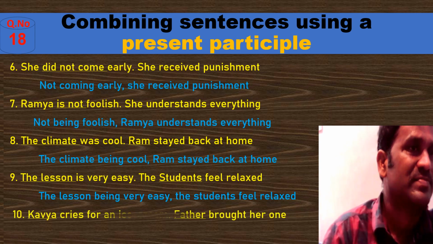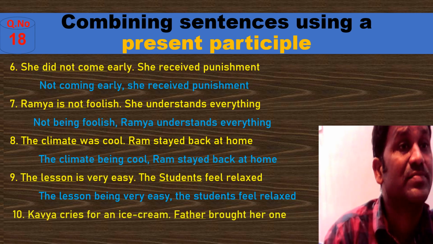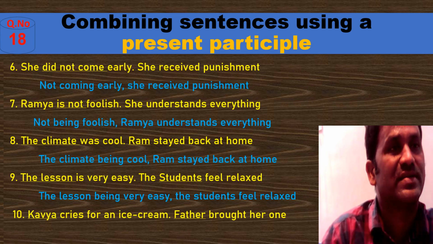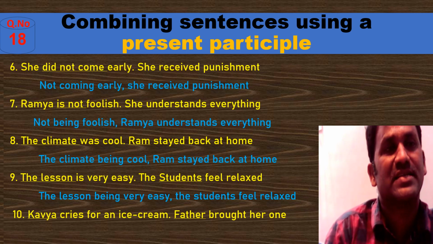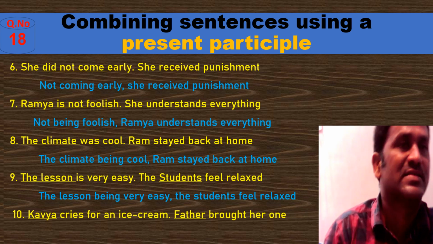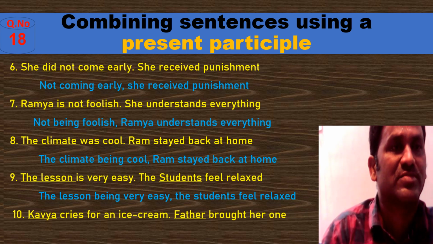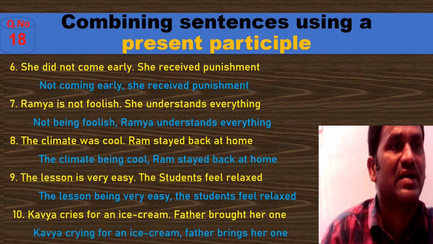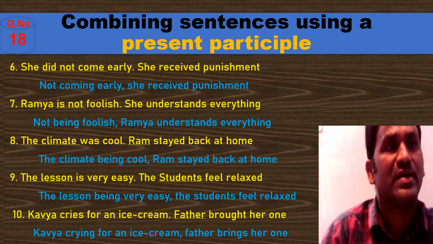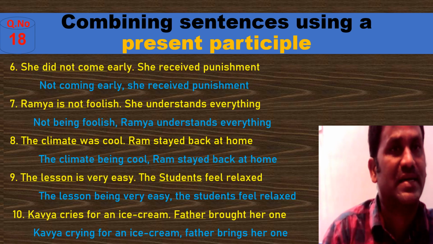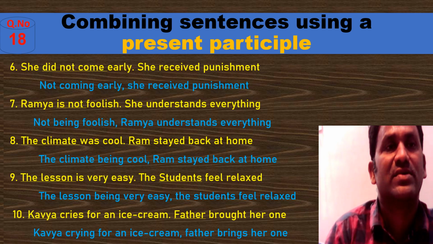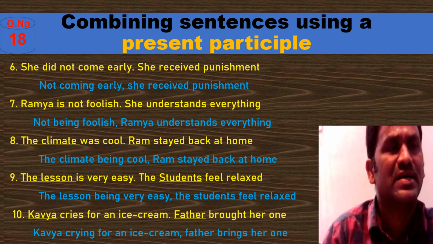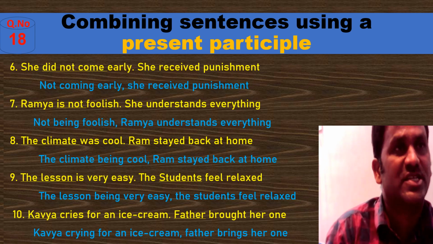The last one. Kavya cries for an ice cream. Father brings her one. See, Kavya cries for an ice cream. But here the subject is Kavya, and in the second sentence, father is the subject. So obviously Kavya also comes clearly. So let us see. Kavya crying for an ice cream. Cries becomes cry, cried, cried. Crying from crying. Kavya crying for an ice cream. Father brings her one. These are the 10 sentences with the present participle.